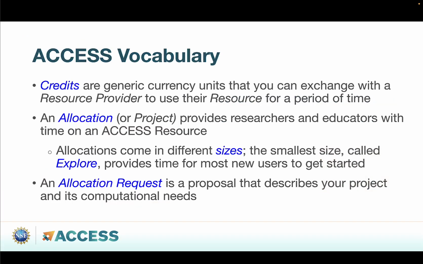In case you're new to Access, Access credits are generic currency units you can exchange with an Access Resource Provider, or RP, for time on their resource. An allocation, sometimes called a project, gives researchers and educators time on an Access computing resource. There are several sizes of allocations. The smallest size is named Explore, which is suitable for most first-time users. An allocation request is a proposal in which you describe your project and computational needs.